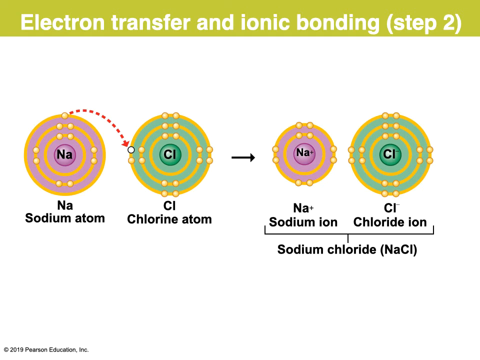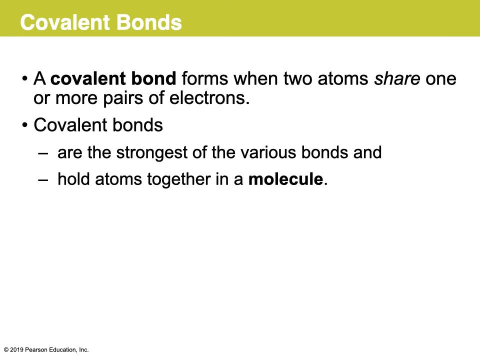So again, we have our sodium and our chlorine forming an ionic bond. You have sodium chloride, right? So this is a compound, things with a fixed ratio. Now, sometimes someone isn't stealing or getting, they're sharing, right? This is called a covalent bond. And this forms when 2 atoms share 1 or more pairs of electrons. And covalent bonds are much stronger, right? You can dissolve table salt in water. Right? It's easy to break down a lot of ionic bonds. Covalent bonds are the strongest of the bonds, and they hold atoms together in a molecule.